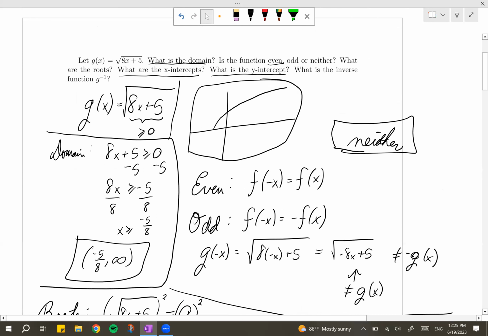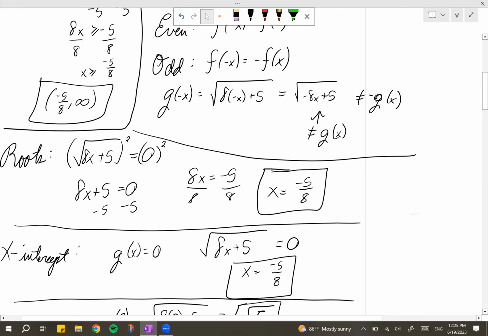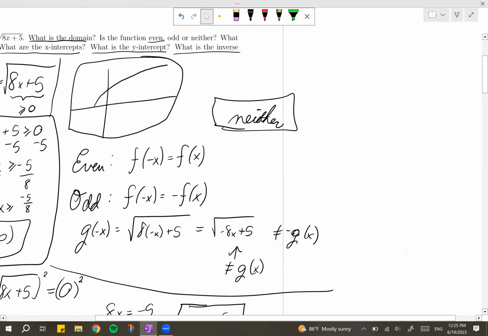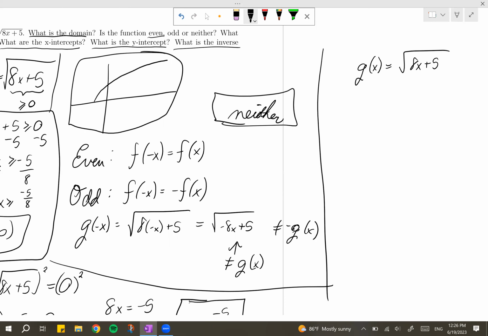And then this last one, what is the inverse function? G inverse. I'm going to do that to the right here. We have g of x equals square root of 8x plus 5, and we want to find the inverse. So I'm going to replace this g of x with y. Now I'm going to flip them, and I'm going to get x equals square root of 8y plus 5. Now I'm going to solve for y in terms of x.